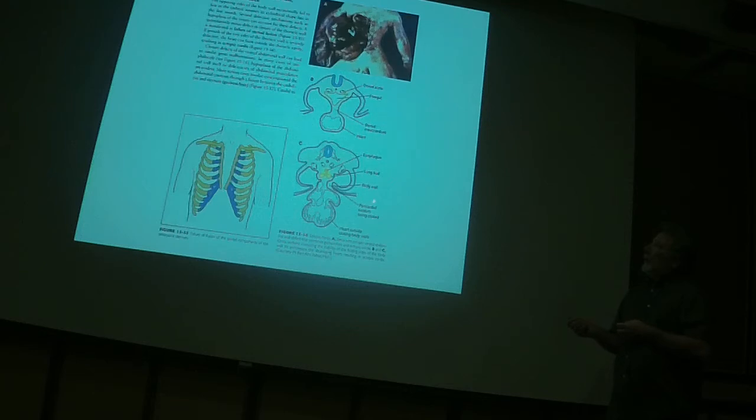This can be gut loops that hang outside, or it could actually be heart and lung that are hanging outside of the body if closure doesn't happen properly. This is called ectopia cordis, where the heart is sitting outside of the embryo.